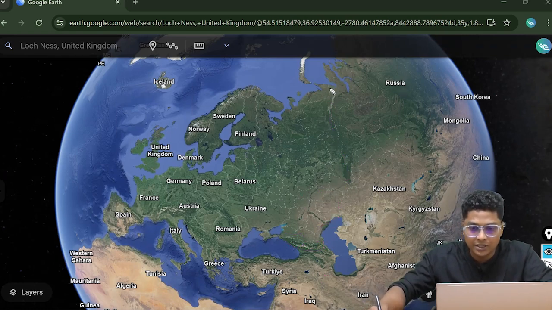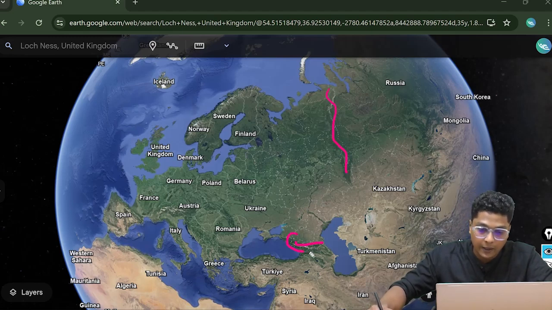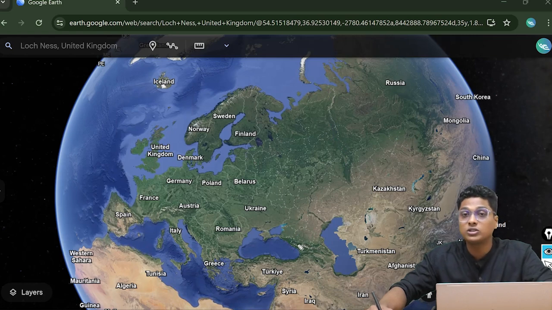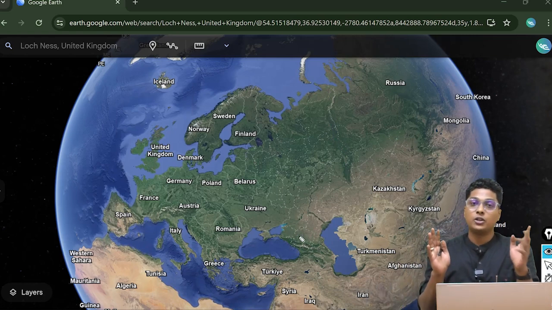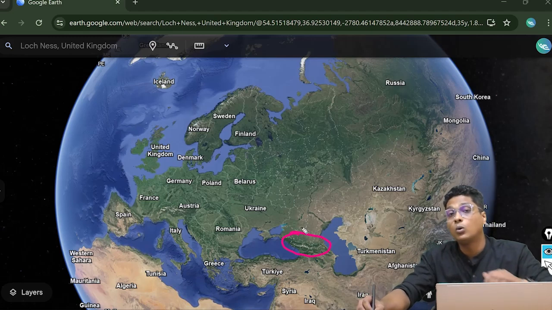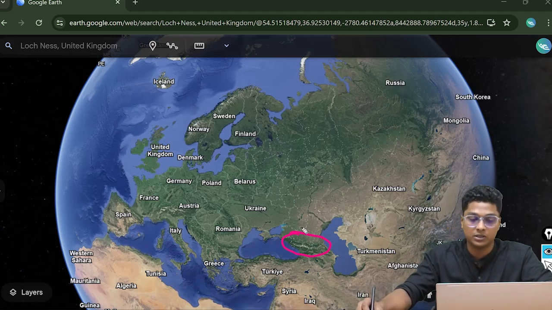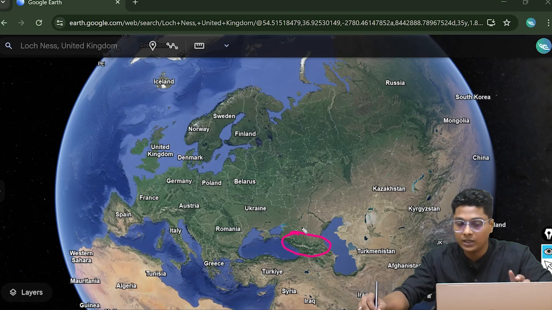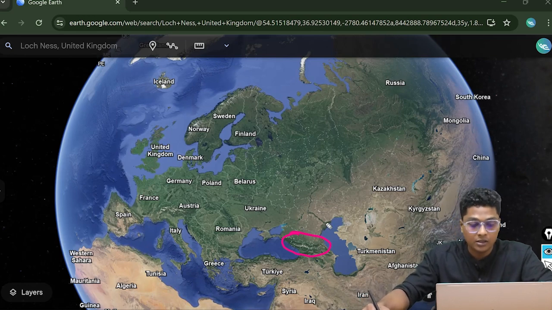So we talked about two regions, the Ural Mountains, then the Caucasus Mountain, and here the most important peak, the highest peak in Europe, is located in the Caucasus Mountain, which is called Mount Elbrus, which is part of the Caucasus Mountain, separating Asia and Europe.